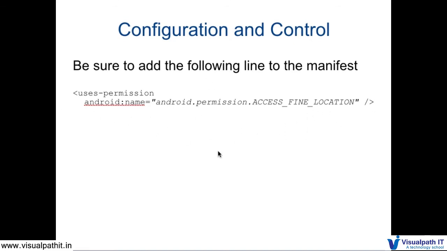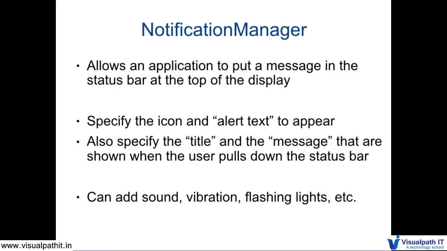Whatever permissions are required for the app will be entered in the manifest. If we have to access the location, we have to provide this particular permission. This needs to be added to the manifest, and then only we can access the location. Why is it required? Because the user has to give permission to access the location. When you provide this permission in the manifest, whenever the user installs and opens the app, the user will get a prompt saying this app wants to access the location. The user has to give the permission, and then only will we be able to access the location.